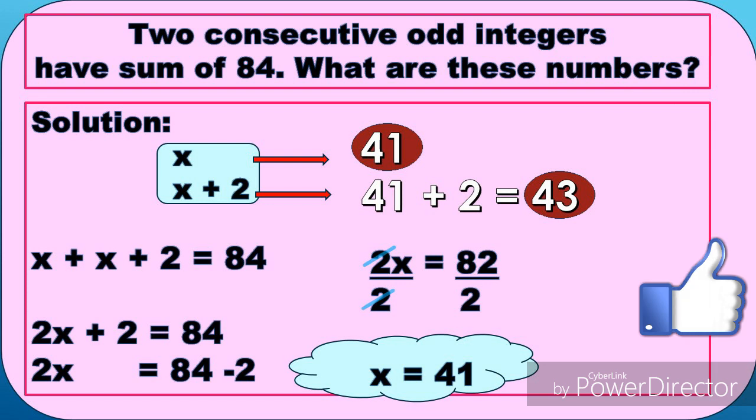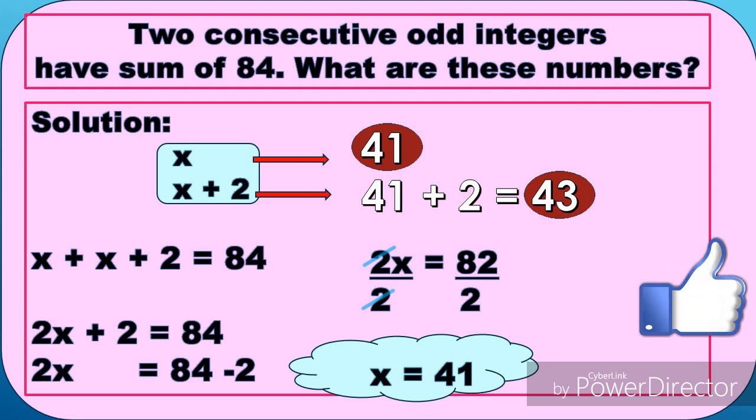Okay, gagamit tayo ng equation. Since the first number ay x, pangalawang odd number is x plus 2. So, i-add natin yung dalawa, then equate it to 84. So, x plus x plus 2 equals 84. And then, combine like terms, 2x plus 2 equals 84. And then, we're going to transpose to the other side. So, positive 2 becomes negative 2. Pwede rin gamitan ng addition property of equality.